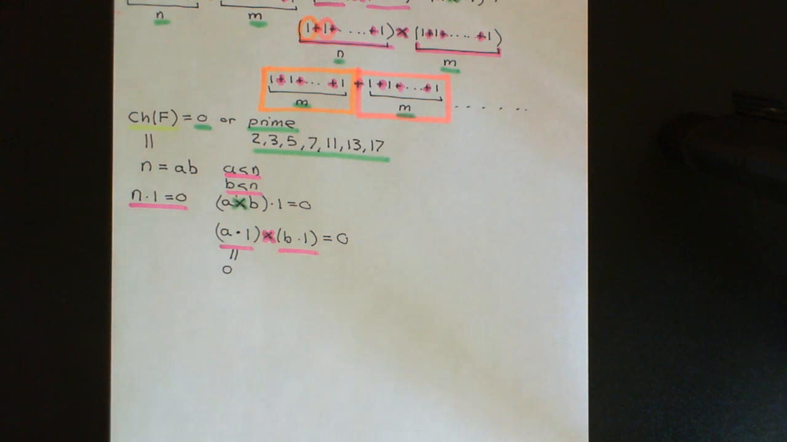So that then is why the characteristic of a field must be a prime number if it's not 0. So the characteristic of a field can only be 0 or a prime natural number.